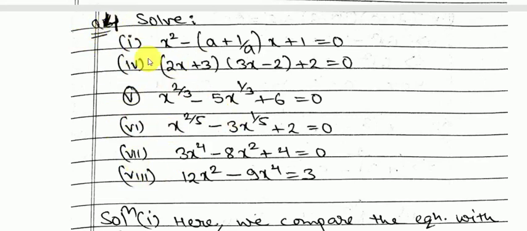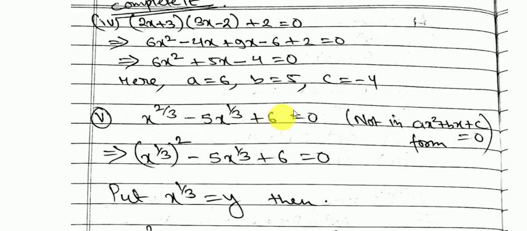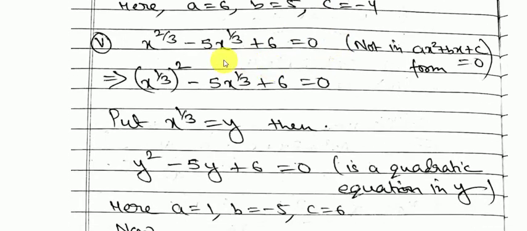Okay, so now next is 4. Here, (2x + 3)(3x - 2) + 2. Clearly it is not in the form of ax square plus bx plus c, so first you simplify it. At the end you'll get 6x square plus 5x minus 4 equal to 0. a is 6, b is 5, and c is minus 4. Okay, now you can complete it. Use that formula, x equal to minus b plus minus square root of b square minus 4ac by 2a.